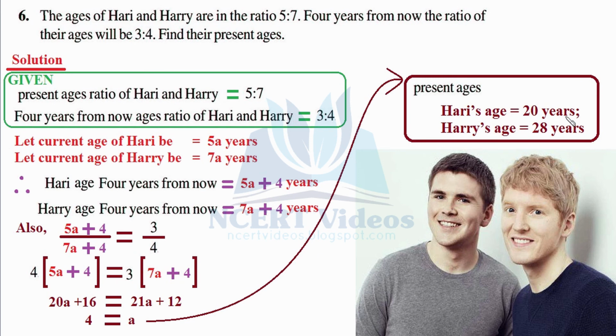So it is 5 4s are 20 years, and Harry's age would be equal to 7 into 4 equals 28 years. So you see how easily we found our answers. We just followed a flow in our mind and moved forward with our given hints. With this, our question number 6 is completed.